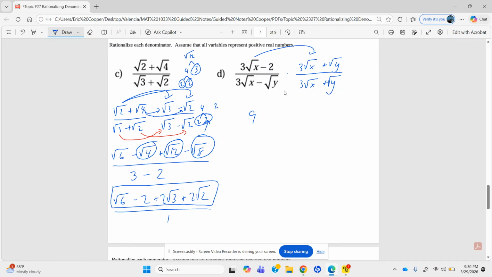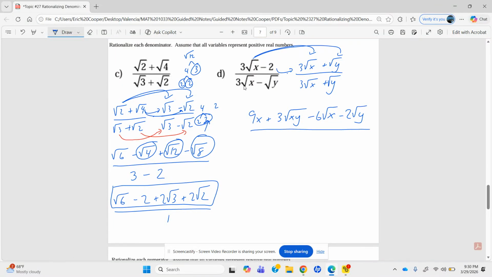Square root of x times square root of x. The square root goes away. It just leaves me with x. 3 square root of x times square root of y is 3, and then on the inside are both the x and the y. Negative 2 times 3 square root of x. Negative 2 times 3 is negative 6 with a square root of x. And negative 2 times square root of y is negative 2 square root of y.